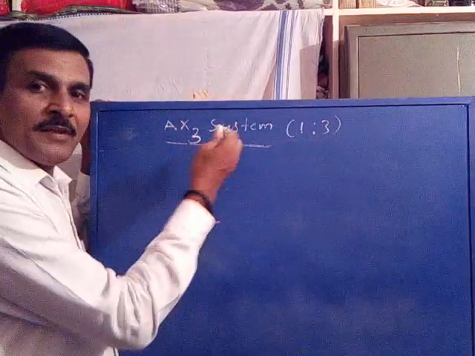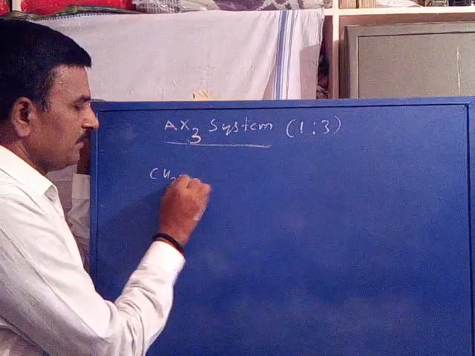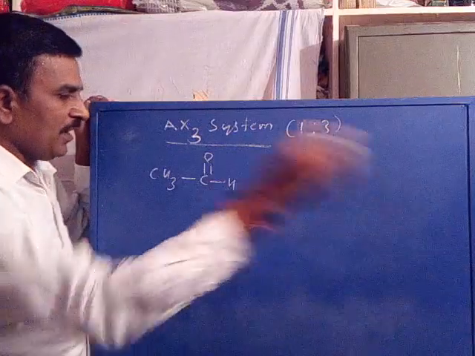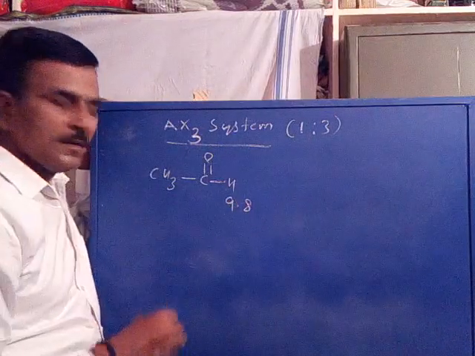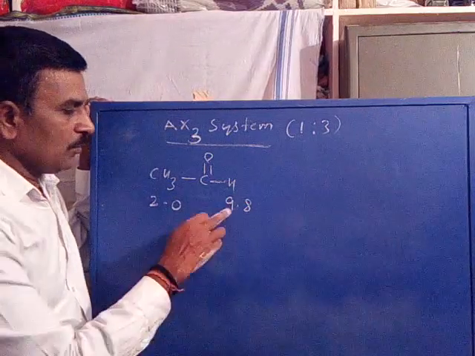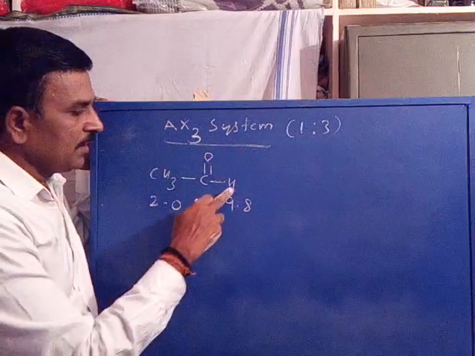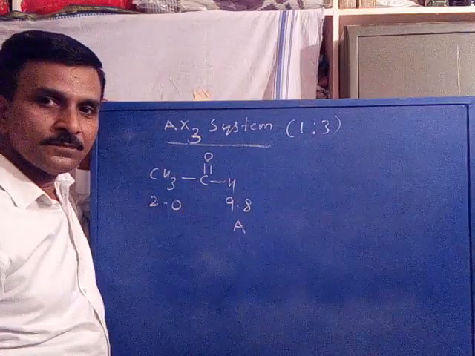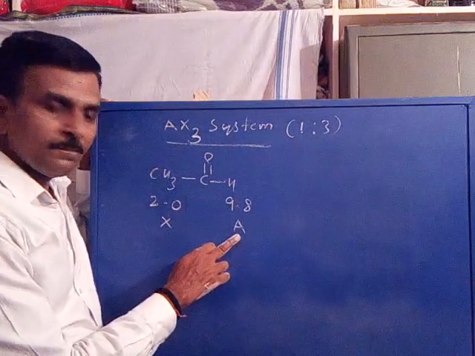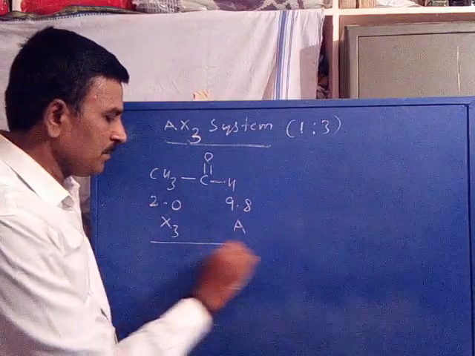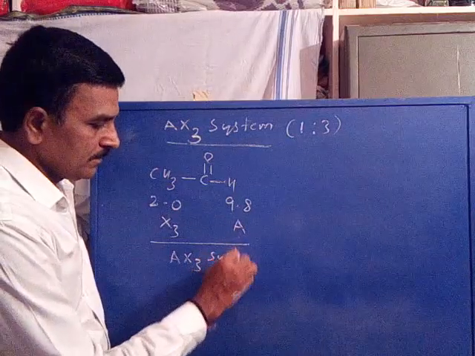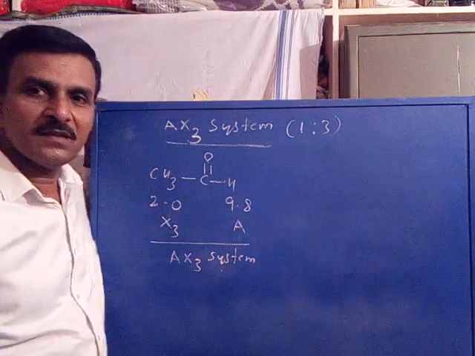Now coming to an example, take acetaldehyde, where the aldehyde proton is at 9.8 and the CH3 protons are at 2.0. Now there is a large frequency difference. This is the higher delta value A proton, this is the lower delta value X proton. A has one proton, X has three protons. So the total system becomes AX3.